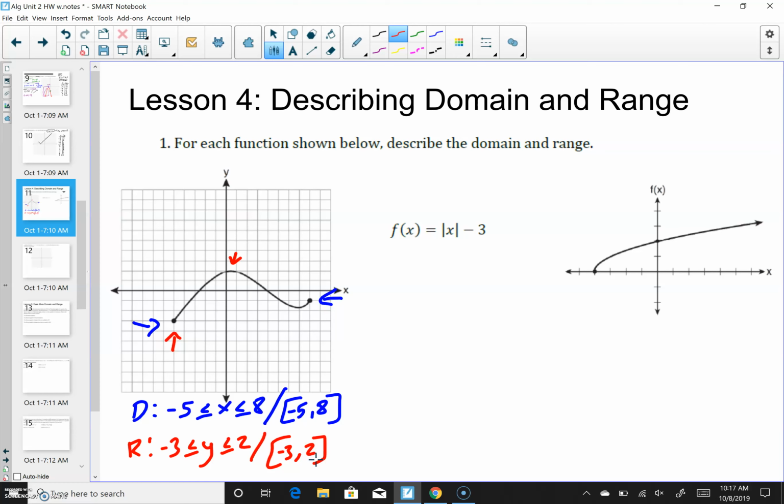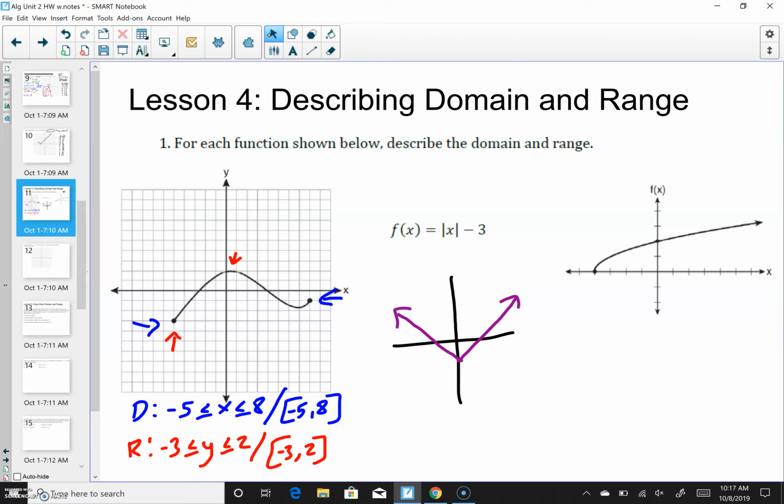Okay. If we look in the middle, absolute value of x minus 3. If we were to graph this on our calculator, it would look like this. And the graph does not stop. It goes on forever in both directions. So therefore, if we look at our domain, well, it goes forever to the left and forever to the right. So we would have negative infinity less than x less than positive infinity. Or interval notation, our infinities always get parentheses.